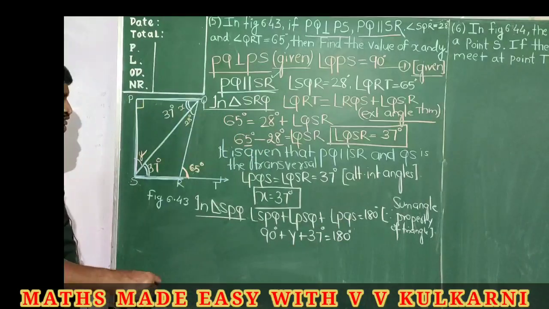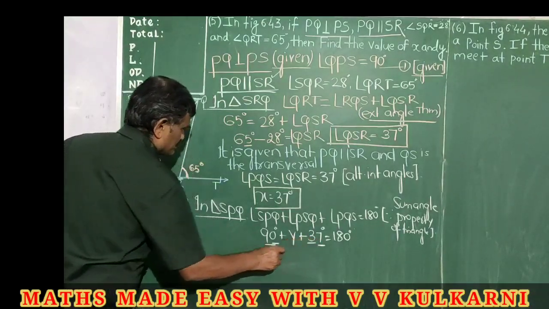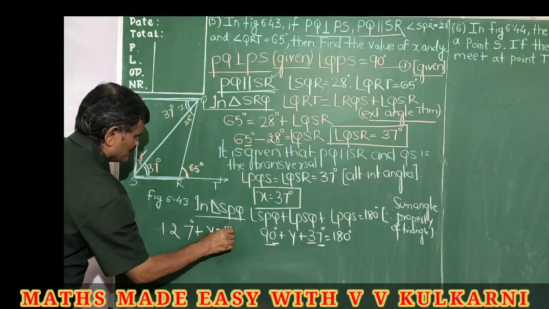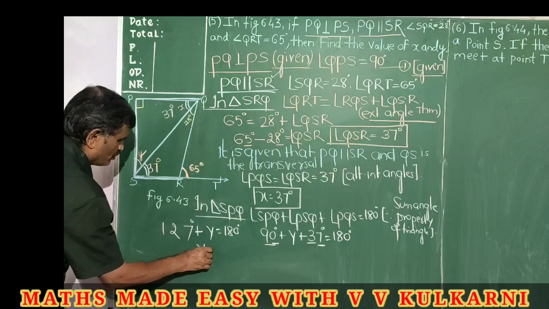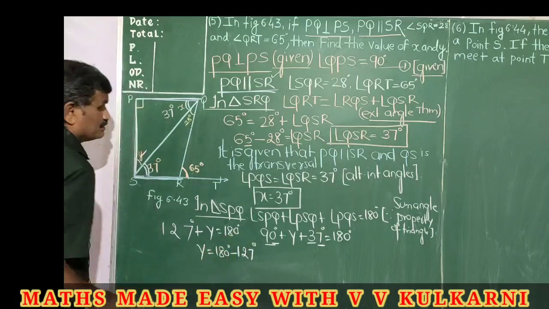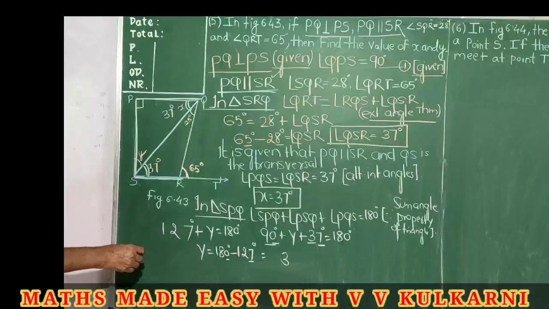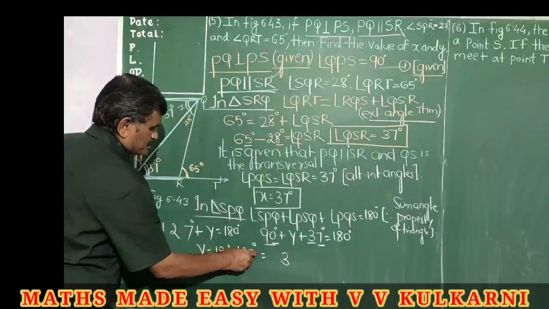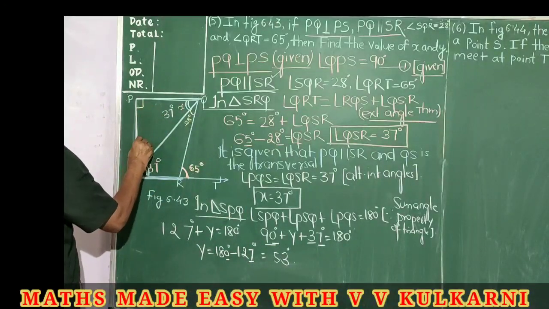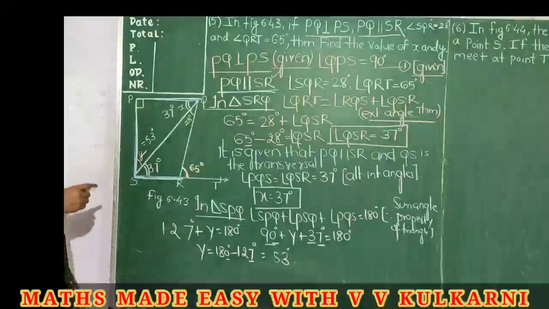So this is 7, 9 plus 3 is 12, plus angle y is equal to 180 degree. So if you want y, then 180 degree minus 127 degree. So that will become 10 minus 7 is 3, 7 minus 2 is 5. So children, this angle will be equal to 53 degree. So I hope the concept is clear.